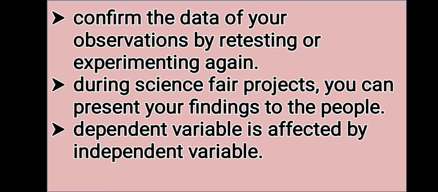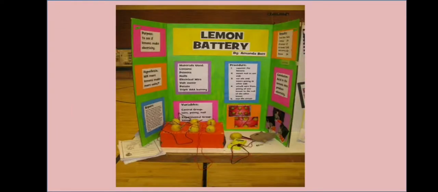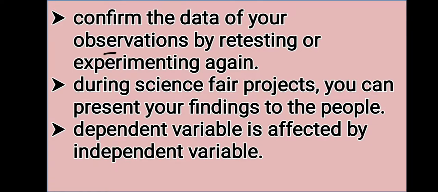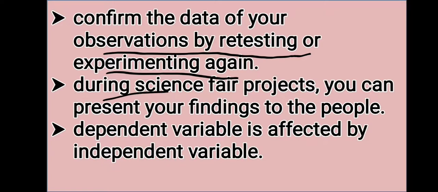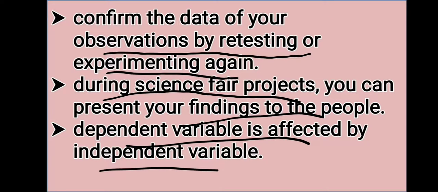Just remember to confirm the data of your experiment and observation by retesting. You experiment again and again to prove that your result is reliable. Then during science fair projects, present your findings to the people. The independent variable affects the dependent variable.